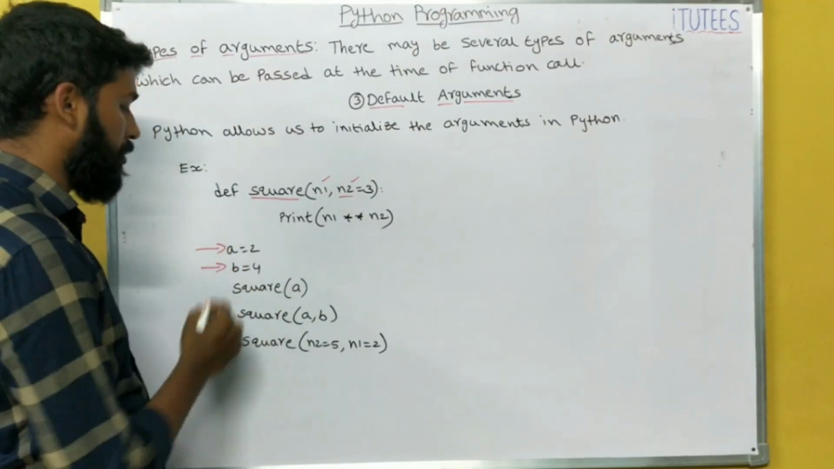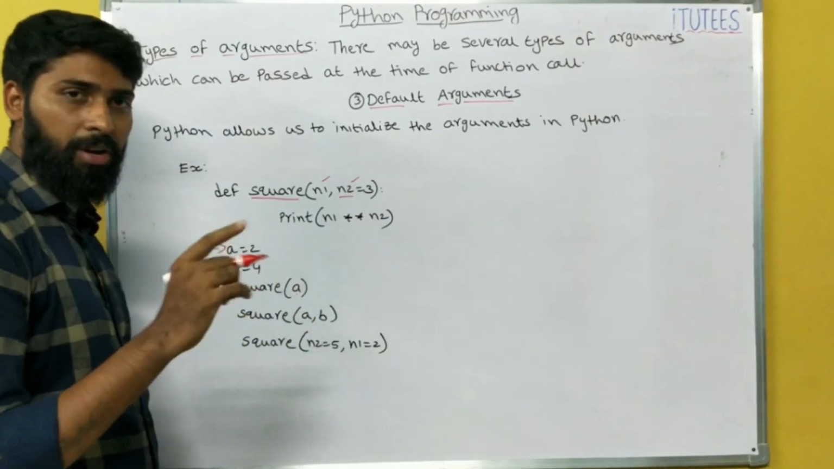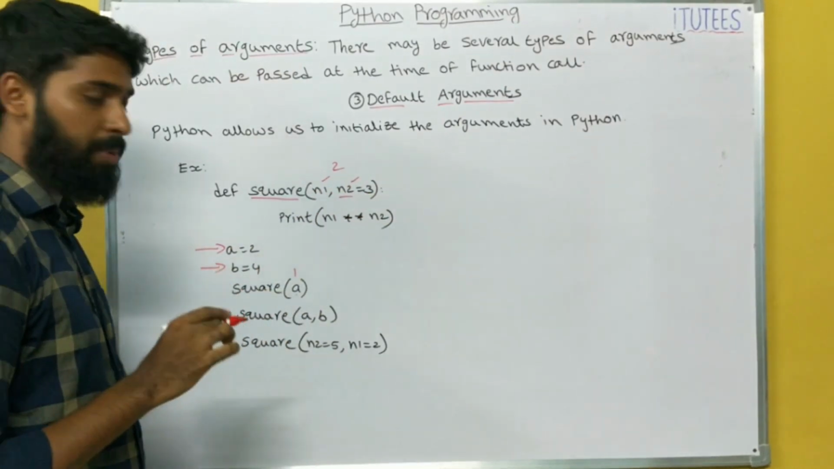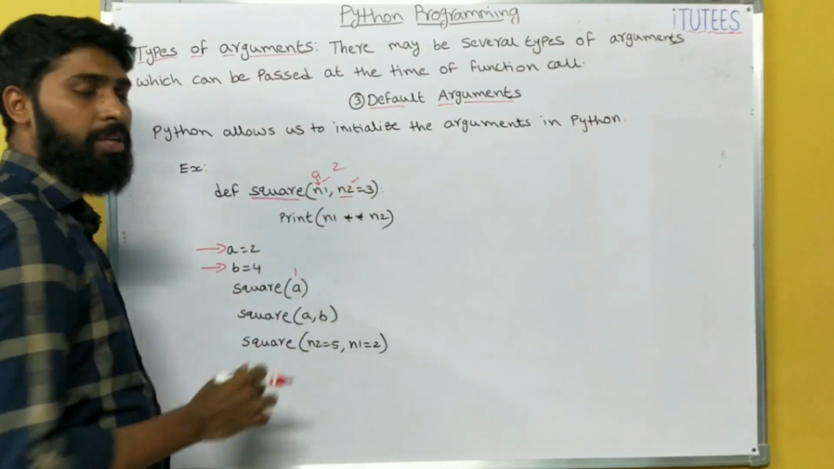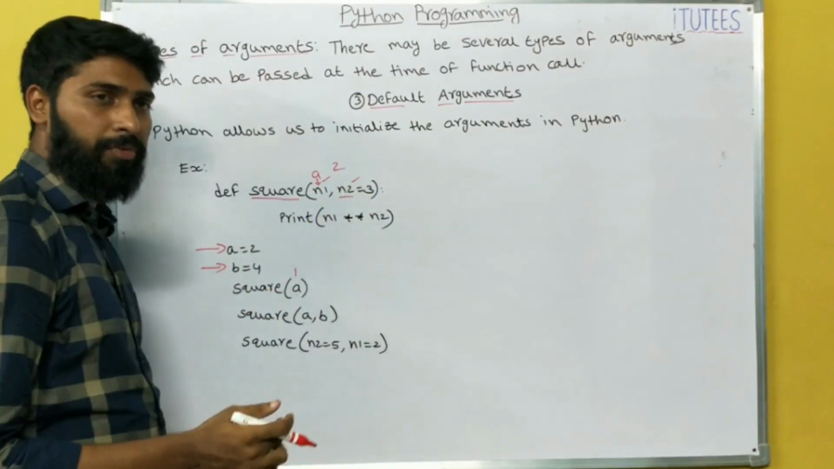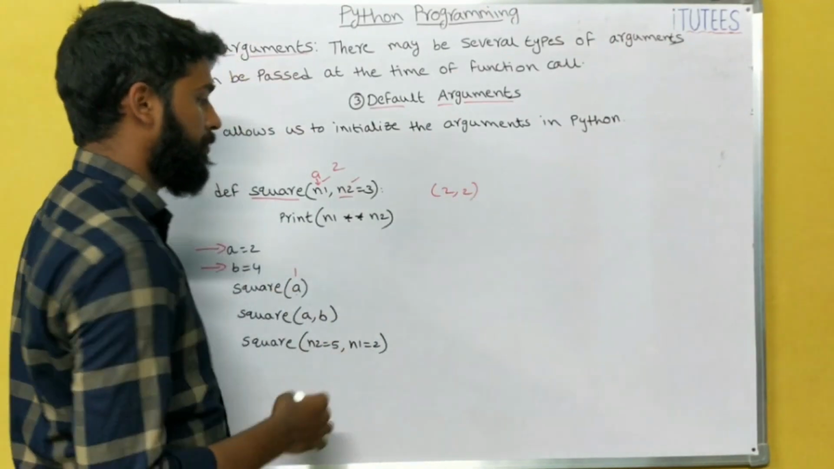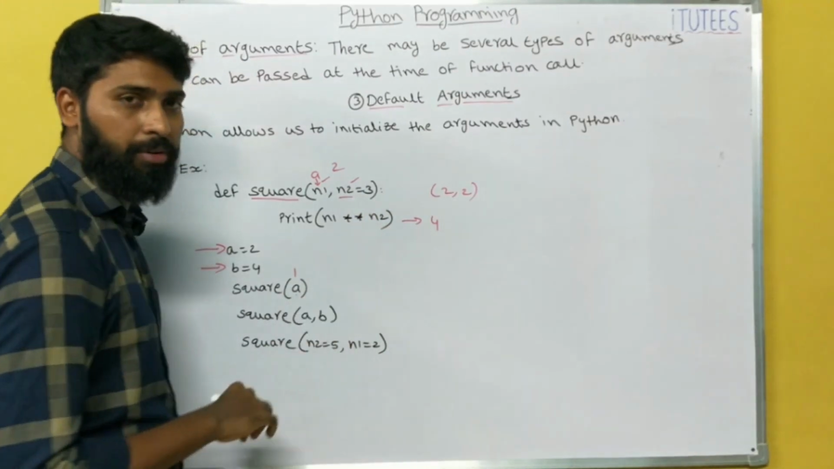A equals 2, b equals 4. So square of a. Here I am passing only one argument. How many arguments do we have? 2. We are passing only one argument. That means a is stored in n1, and n2 takes the default argument. That means it becomes 2 comma 2. So 2 power 2 prints 4.